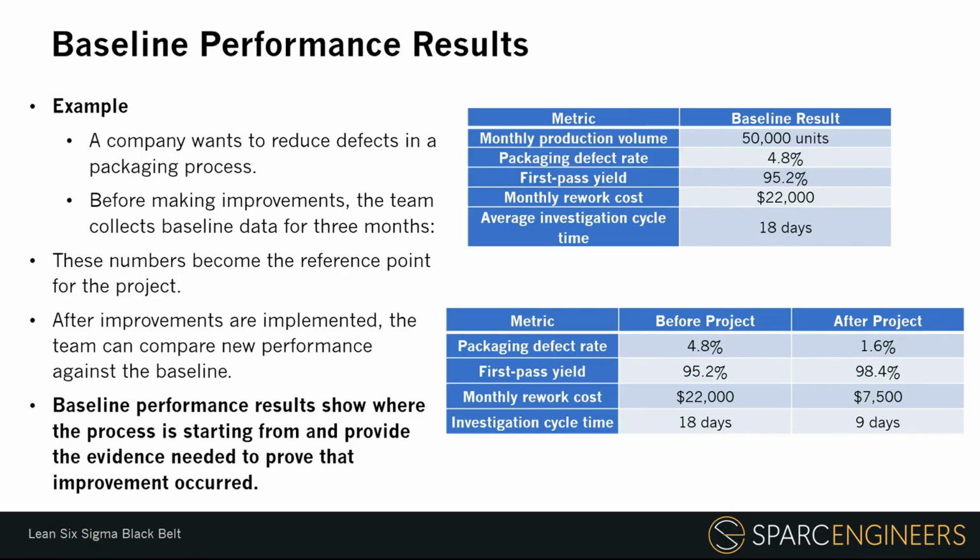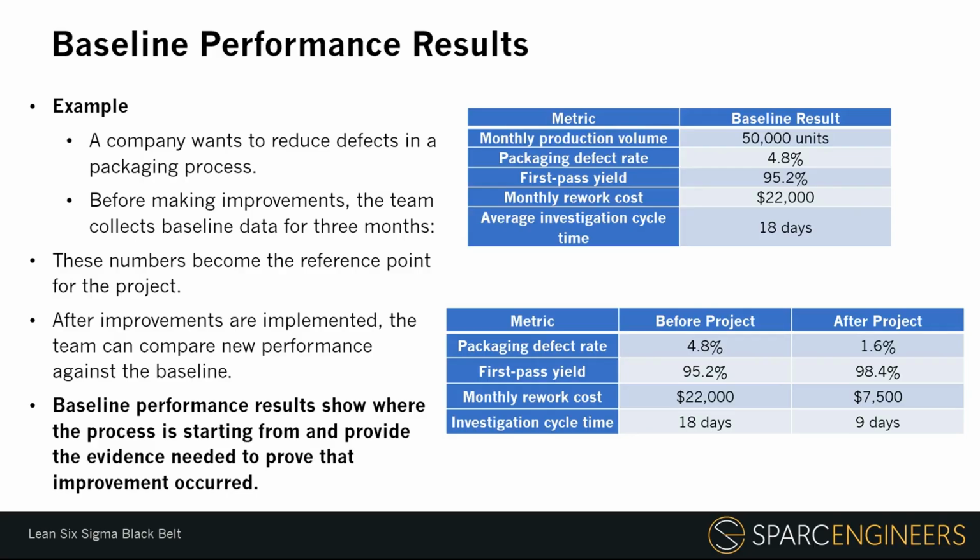Annualized, that would represent approximately $174,000 per year in reduced rework cost, assuming the improvement is sustained. That is why baseline performance is so important. It allows the team to quantify the benefit in a way that is meaningful to both technical teams and leadership.